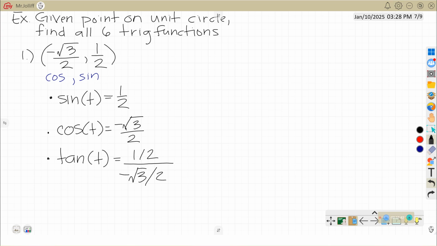Fraction divided by a fraction. I know I can turn that into a multiplication problem to make it prettier. I put the numerator in front, and I multiply it by the reciprocal of the denominator. There you go. We're going to flip that. So 2 over root 3, and I just stick the negative in front of the numerator just for consistency, because it doesn't matter which side of the fraction bar it sits on.